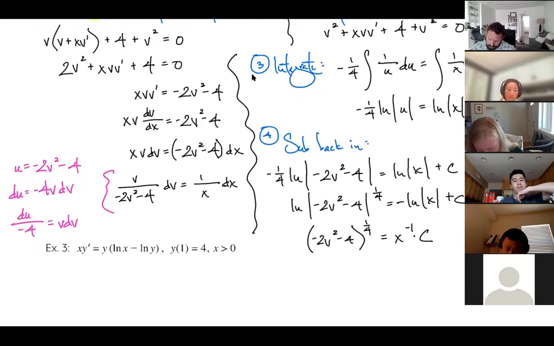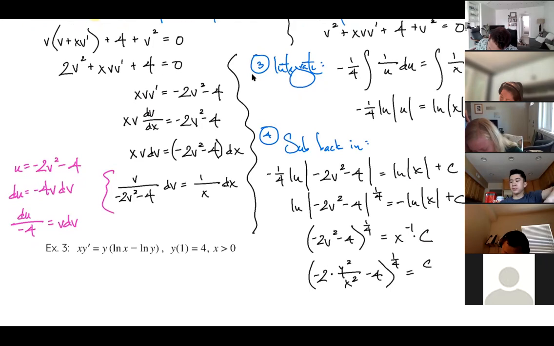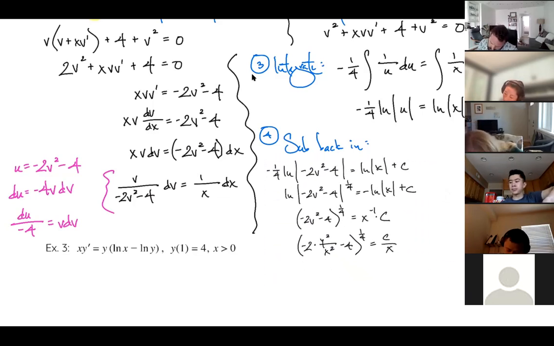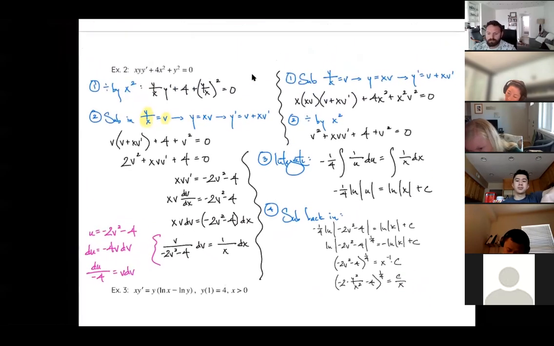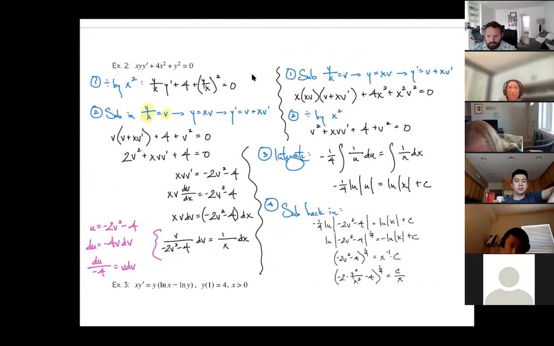Last thing we need to do, we really just need to get rid of that v. We're going to put back in that y and that x. And so we'll get negative 2 y squared over x squared minus 4 to the 1/4 equals c over x. And you're welcome to go beyond this point if you want. You're also welcome to say, I'm all set, I would like to leave it this way because I already did so much work. Okay, so let me get that on one screen for you. I know we're doing a ton of writing.